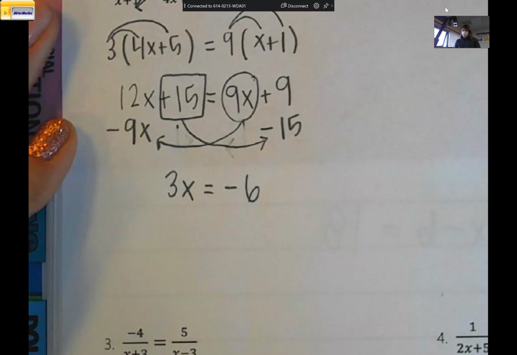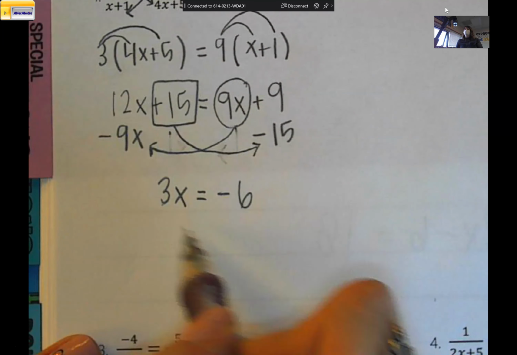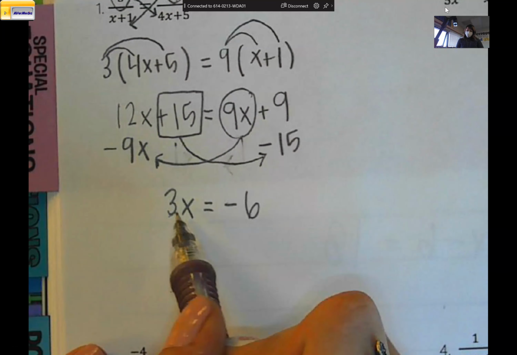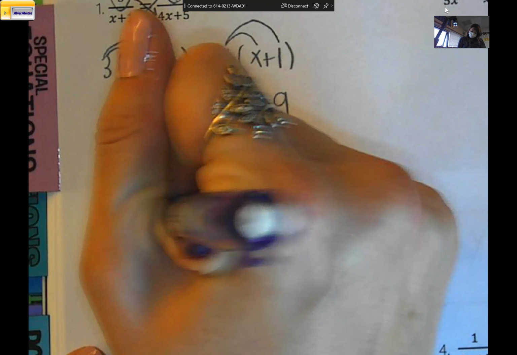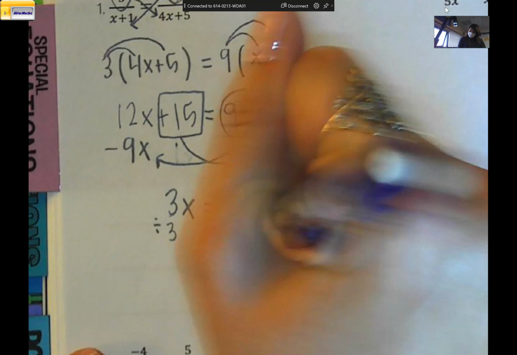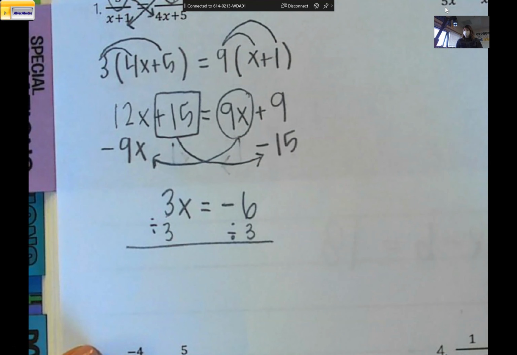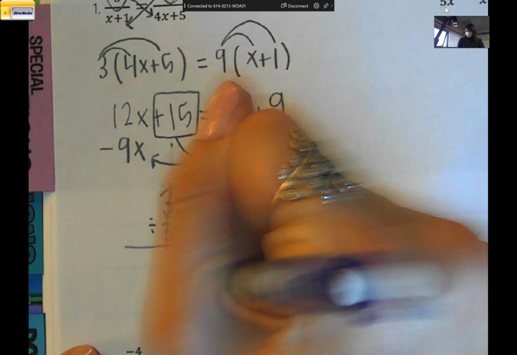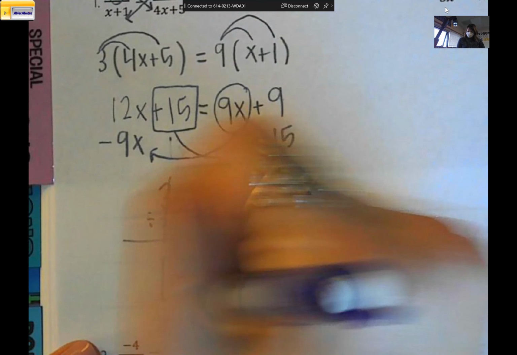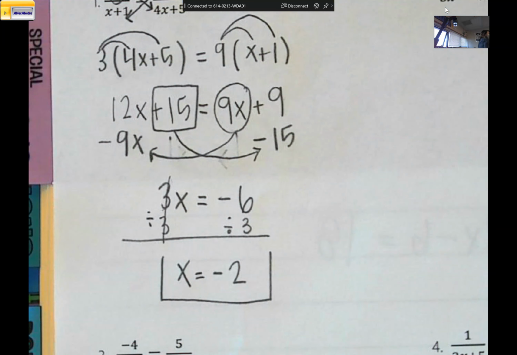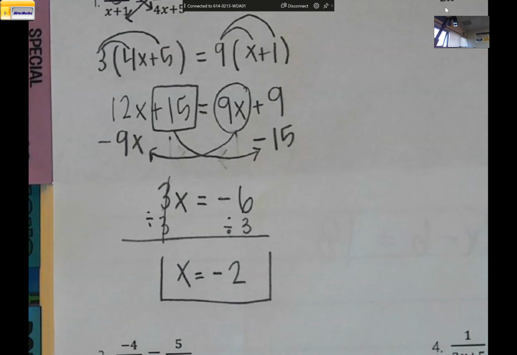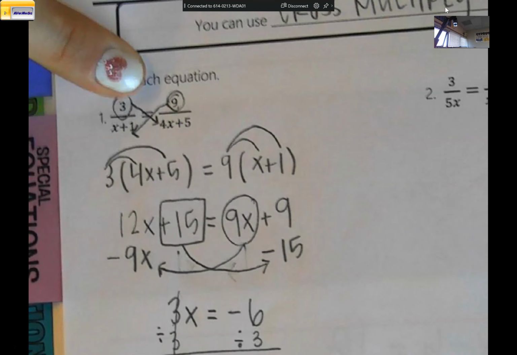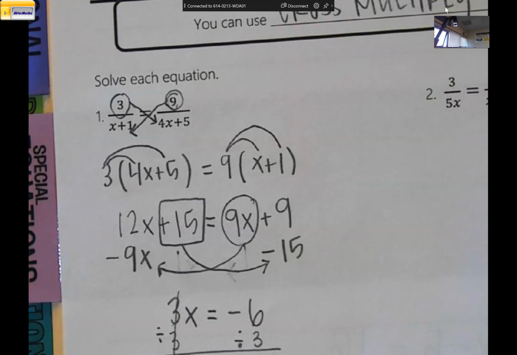And now our last step is we got to get this 3 over to the right-hand side. And we have to do the opposite just like we did up here. So the opposite of multiply is division. So we're dividing both sides by 3. So now this number here is gone, and you have x is equal to negative 2. So the number that you would plug in to make these two fractions, these ugly fractions here, equal is negative 2. You guys okay with that one?